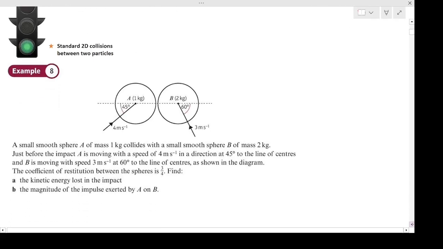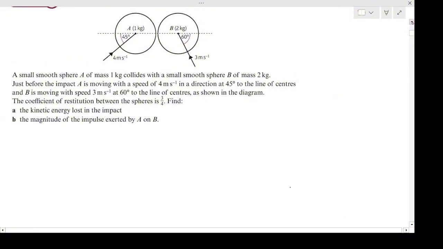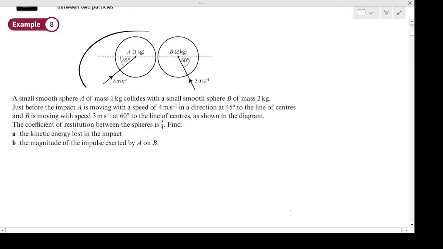I've got this question here first. I've got this diagram here, and it says a small smooth sphere A of mass 1 collides with a small smooth sphere B of mass 2. Just before the impact, A is moving with speed 4, which you can see here, in a direction of 45 degrees to the line of centers, and B is moving with speed 3 at an angle 60 to the line of centers. The coefficient of restitution is 3/4. And I'm asked to find the kinetic energy loss.